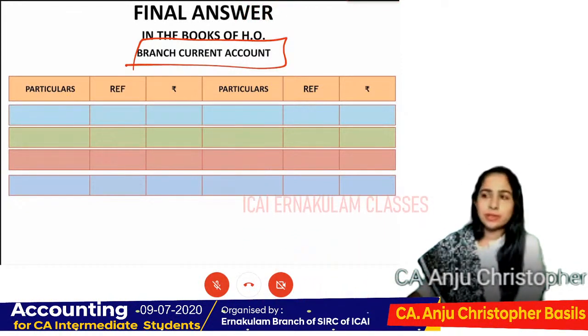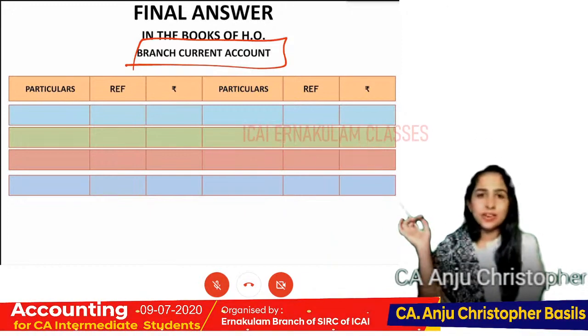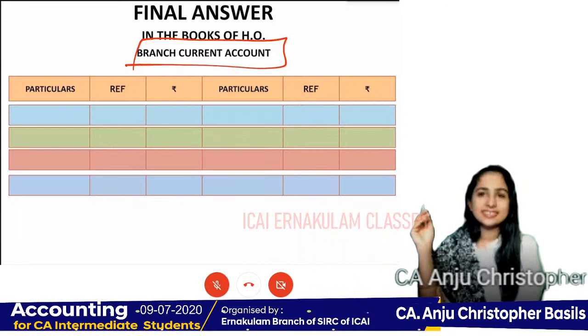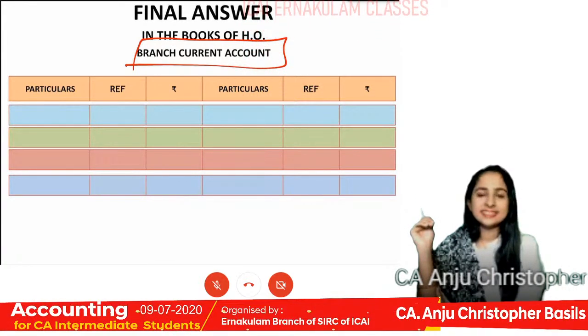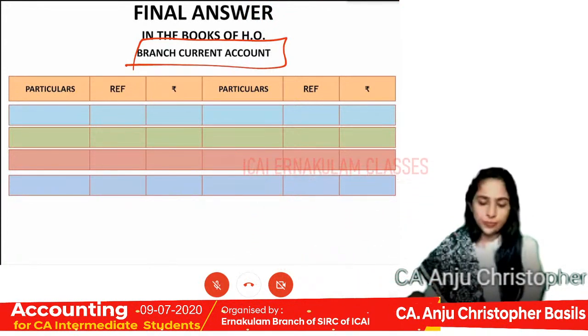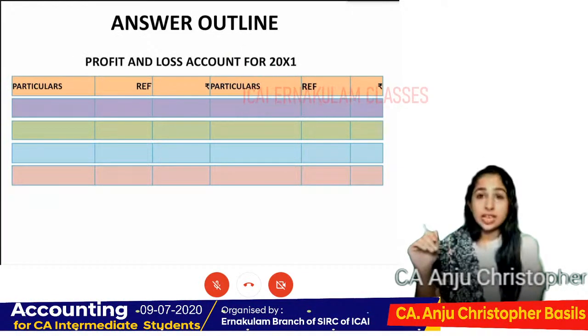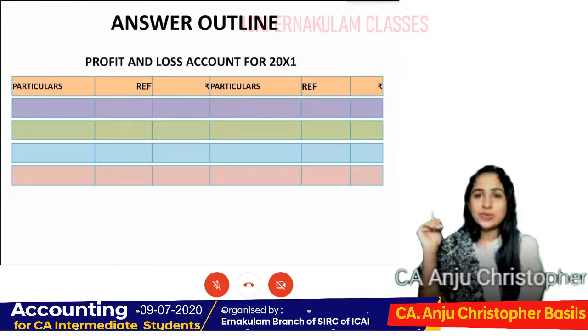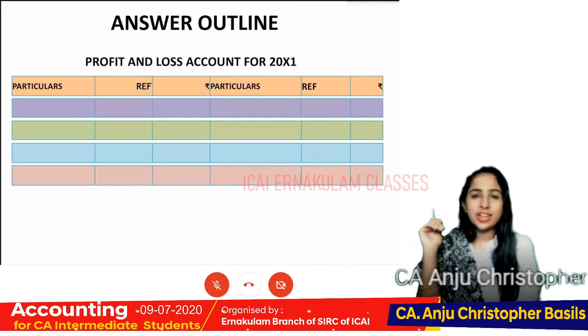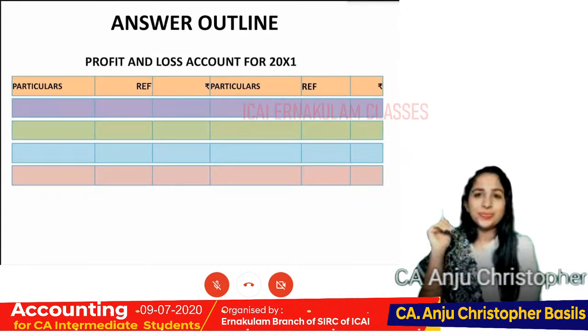Everybody, once you're done, please drop in your messages. All right. I guess you're done with the branch current account also. You're also asked to prepare the profit and loss account for the year. Okay, so kindly prepare that also, everybody. We'll see how the profit appears. Okay, so kindly prepare the profit and loss account and the answer outline of it also.